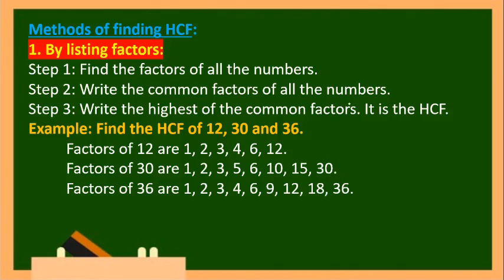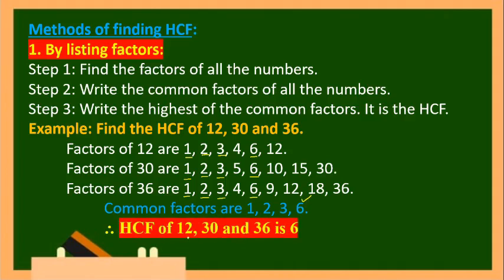Next, write the common factors. Now check what the common factors are. You can see here 1, in the same way 2, 3, next 6. Common factors are 1, 2, 3 and 6. What is the third step? The highest of all these common factors, that is 6. So we can say that the HCF of 12, 30 and 36 is 6. This way we should find HCF. Okay.